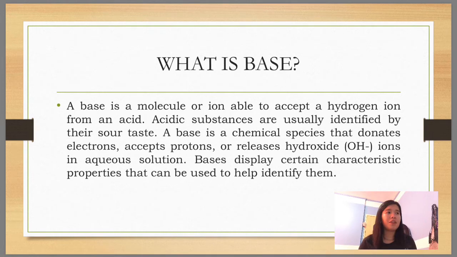And now let's define what is base. So a base is a molecule or ion able to accept a hydrogen ion from an acid. Acidic substances are usually identified by their sour taste. A base is a chemical species that donates electrons, accepts protons, or releases hydroxide ions in aqueous solution. Bases display certain characteristic properties that can be used to help identify them.